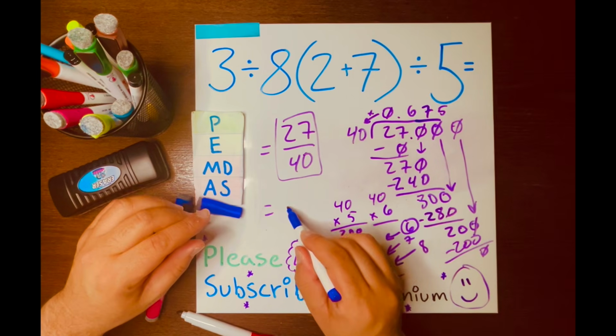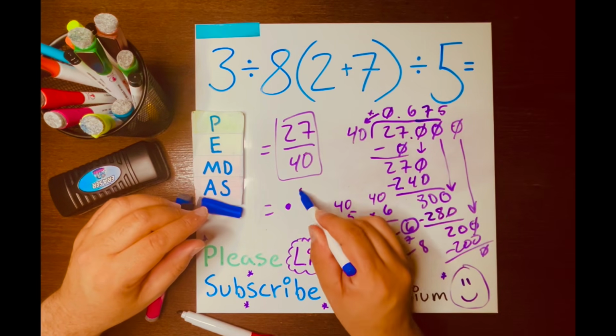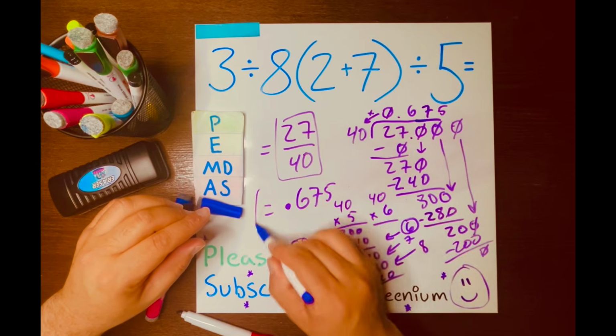So your decimal answer is 0.675. And there you go.